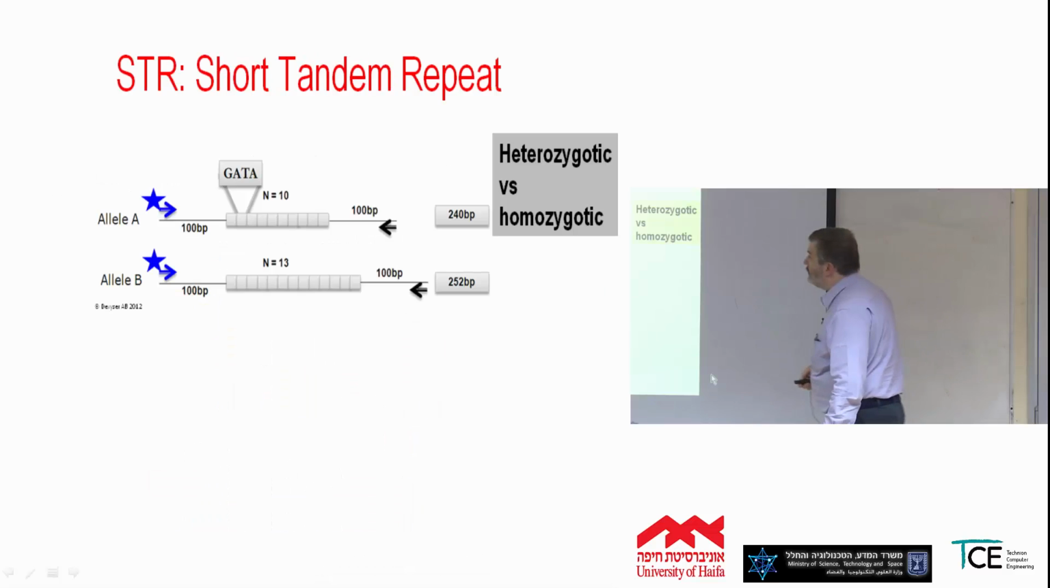And specifically, a single tandem repeat is something like a short string, like GATA. You know about DNA. It's a string over a four-letter alphabet. So there is a short string, GATA in this case, that repeats a certain number of times. Let's say n equals 10, n equals 13, or something like that.